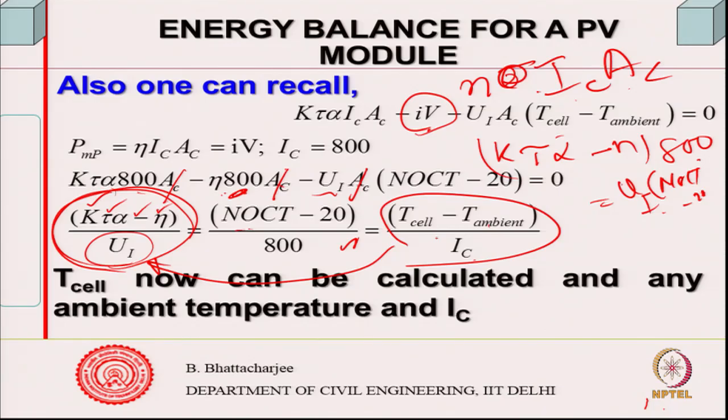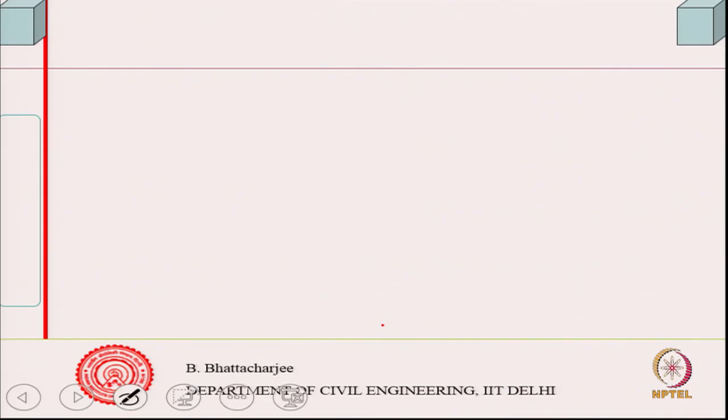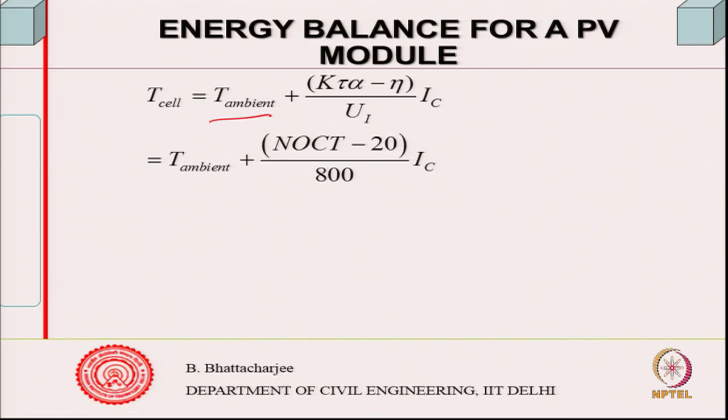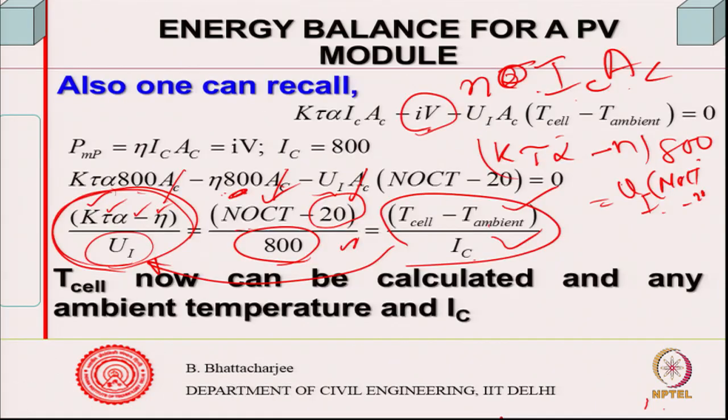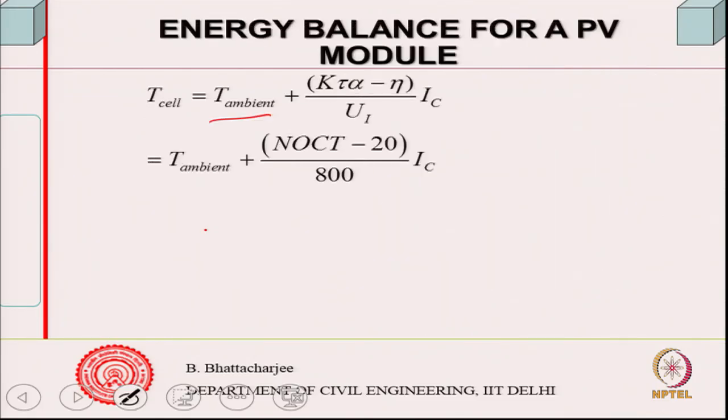You see, if NOCT is known, nominal operating cell temperature when standard condition of 20 degree ambient, 800 is the incident radiation, then if I know what is my ambient, what is the IC coming in, T cell I can calculate out, because the actual performance will be at the T cell level, right. So, this is important actually. T cell is equal to this multiplied by IC plus T ambient. So, that is what it is, T ambient, IC, right.